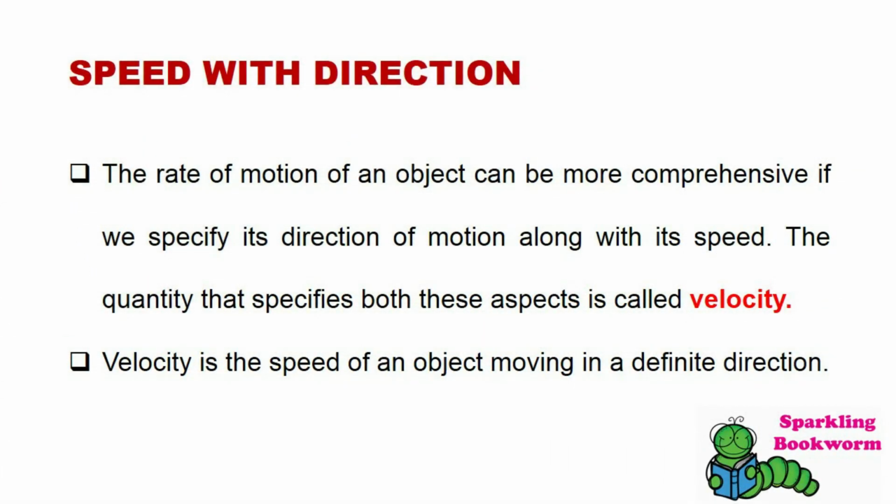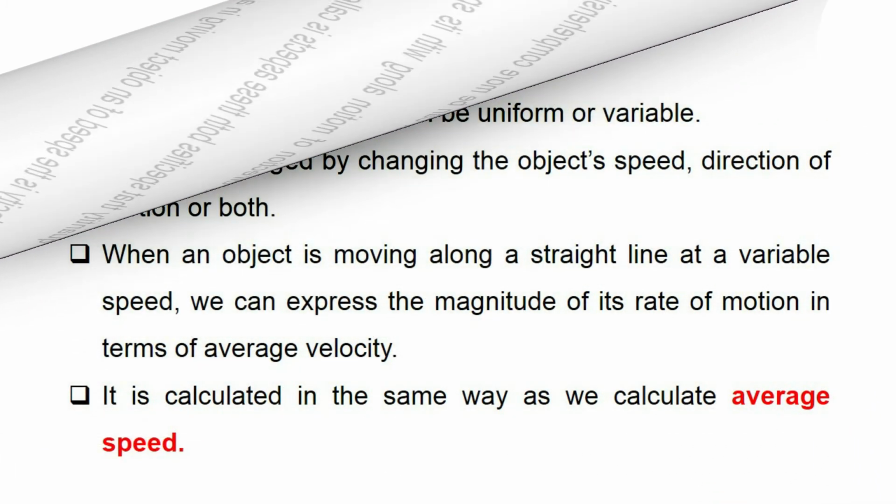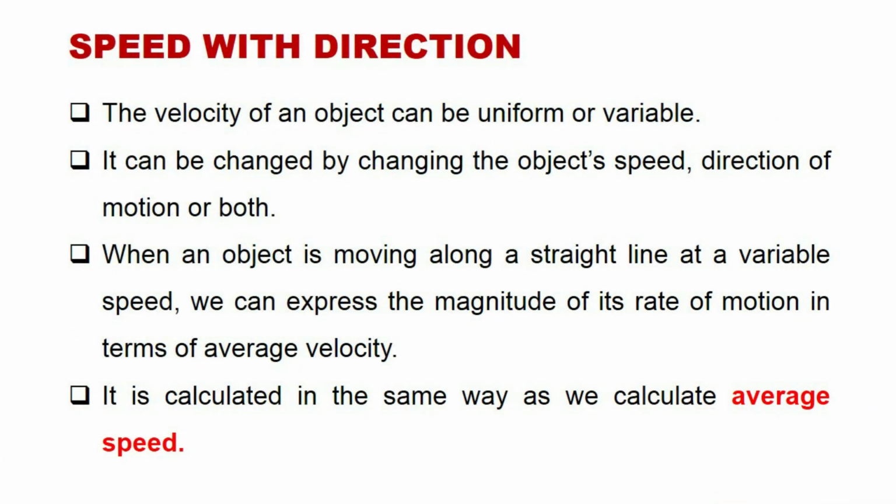Speed with direction. The rate of motion of an object can be more comprehensive if we specify its direction of motion along with its speed. The quantity that specifies both these aspects is called velocity. Velocity is the speed of an object moving in a definite direction. Speed with direction. The velocity of an object can be uniform or variable. It can be changed by changing the object's speed, direction of motion, or both.